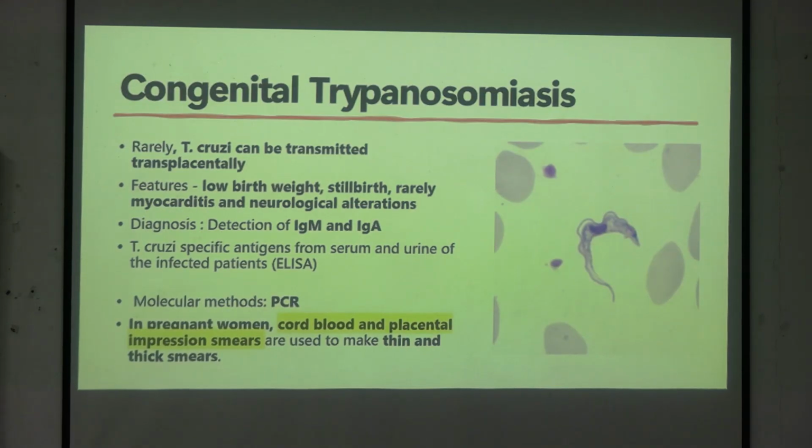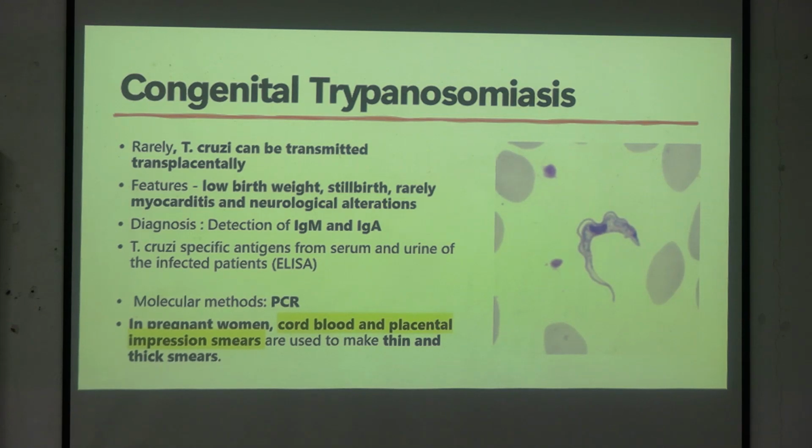Congenital trypanosomiasis, it is rare. Okay, it is rare because trypanosomiasis itself is a bit rare and congenital trypanosomiasis is even more rare. So Trypanosoma cruzi, it can be transmitted transplacentally. Detection will be by IgA, again IgA and IgM.